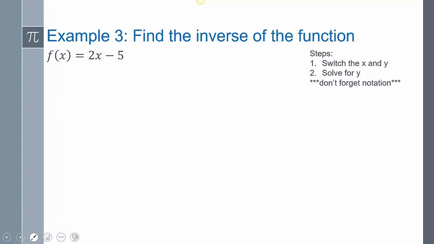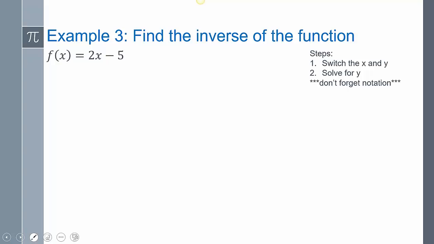Now, if you remember that definition that I had you write down, one of those implications there was that your domain and your range are going to switch. We're going to talk about that a little bit more in tomorrow's lesson, but I just wanted to throw that out there to help us out a little bit. So our domain and range are going to switch. What that means is your domain were your x values and your range were your y values.